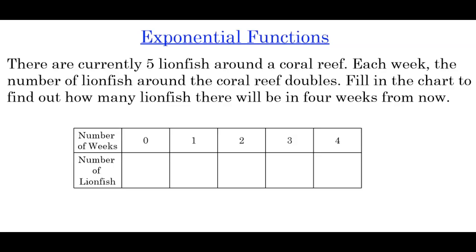So we see the table of values. The top row is the number of weeks. The bottom row is the number of lionfish. Currently 5 lionfish around the coral reef, so 0 weeks. No time has passed. We have 5 lionfish initially. Then the number of lionfish around the reef doubles each week.